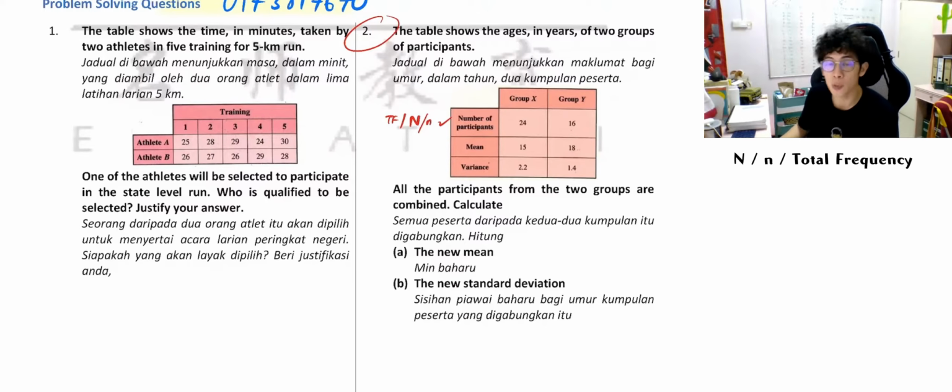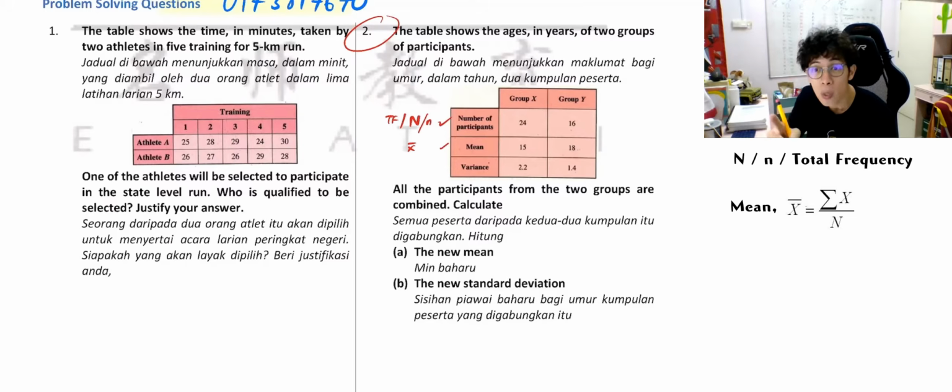Then the next one, you have your mean. So mean will be this one, X bar. But you have to be careful because the mean over here is separated: it's for group X as well as for group Y. And the next one, you have your variance, 2.2 and 1.4. Everyone, just a quick one: how do you get the standard deviation from the variance given, 2.2 and 1.4? You take your variance answer and then square root, then you get the answer already. But don't do that, I'm just telling you.